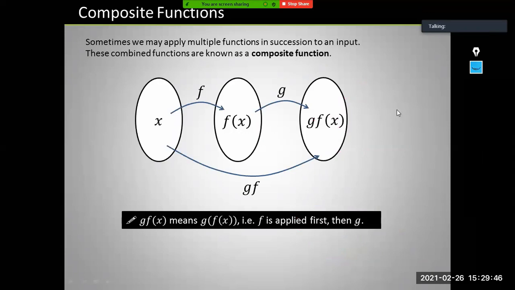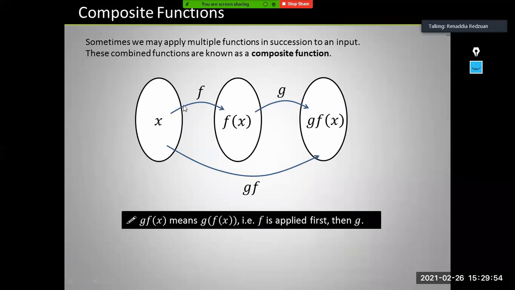Okay, next one is composite function. Composite function is when we combine two functions together. From input x, go through function f, it will be written as f(x). And then if I go through another function, let's say function g, it will be written as g(f(x)). If you observe this notation, f(x) is written at the back because we apply function f first. Only then we apply function g.